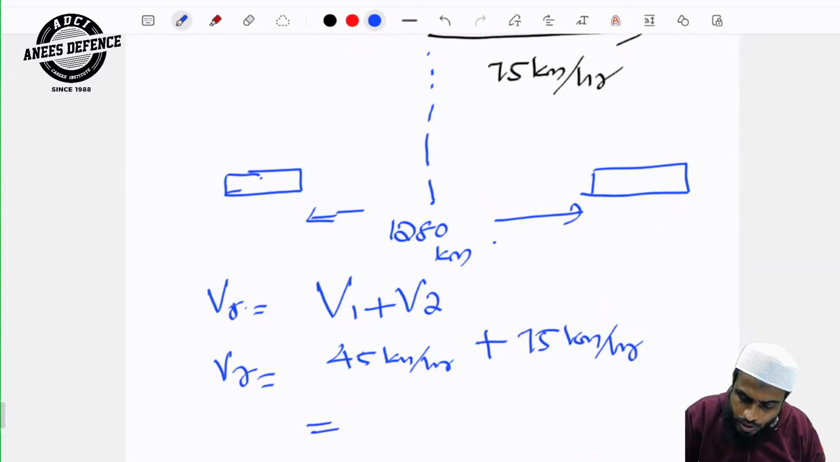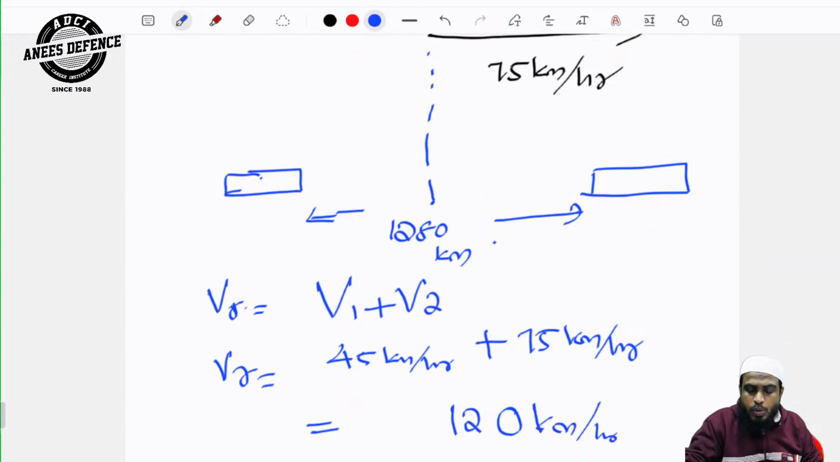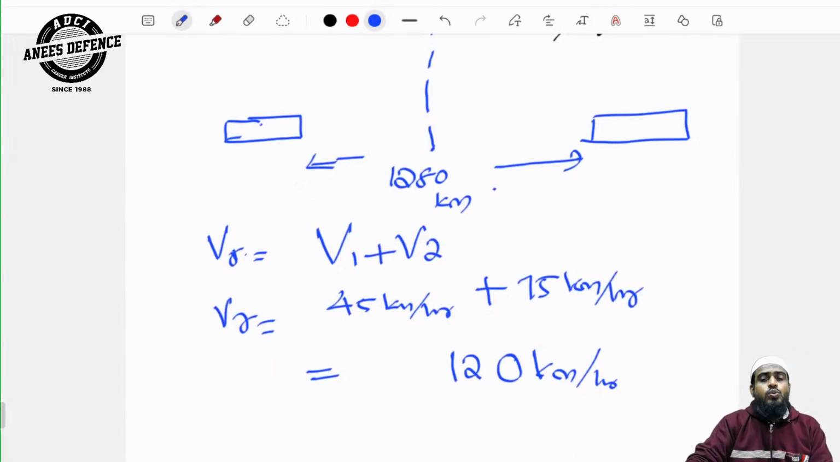So total will be 5 plus 5, 10, 7 plus 5, 12, 120 kilometer per hour. Since both are moving in the opposite direction, they are moving away from each other in a very quick manner, so we have to consider the relative velocity as a sum of the individual velocities. So VR is equal to V1 plus V2, therefore VR is equal to 45 plus 75, 120 kilometer per hour. What is the distance? 1280 kilometer.